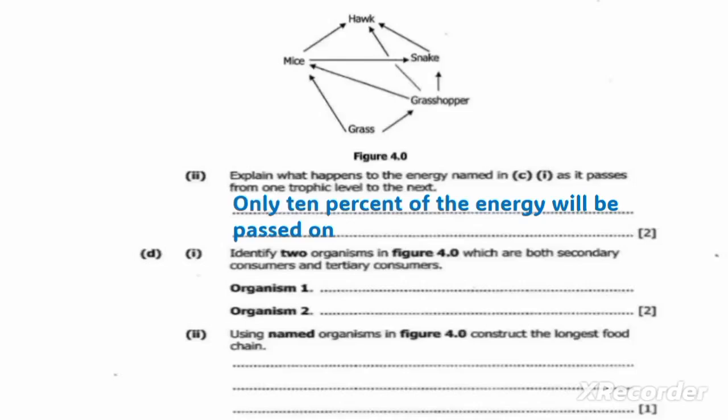The next question, which is question D, Roman numeral 1. Identify two examples in figure 4.0 which are both secondary consumers and tertiary consumers.